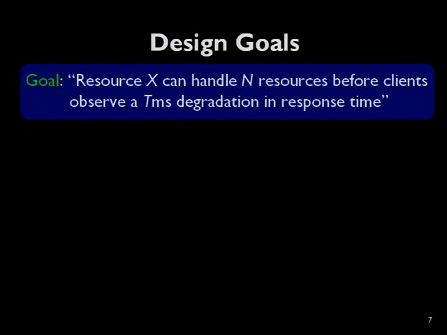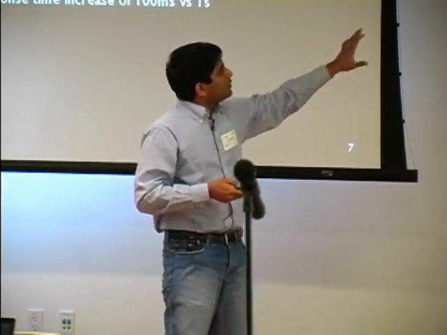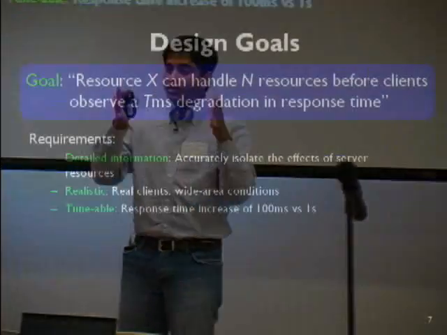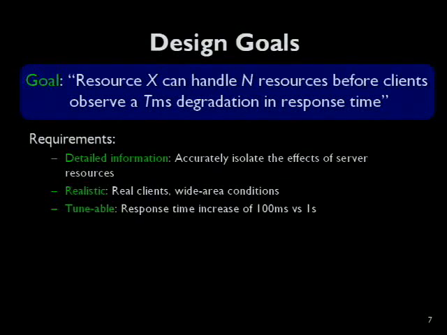What we are saying is when n clients simultaneously make a request at a particular resource, the median client or the average client starts to see a t millisecond degradation in response time. And we want to be able to say this for different resources X at the server. And like I said earlier, these are the requirements of our approach. Firstly, we want to be able to isolate different resources. We want to be able to do this for different resources at the server, also software and hardware.